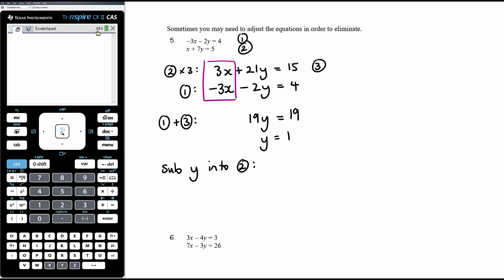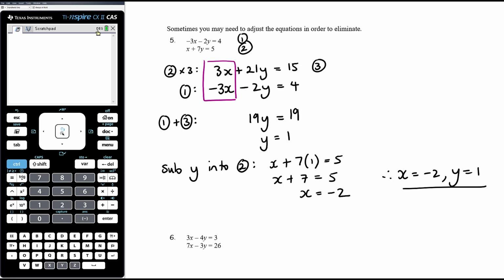It's got fewer negatives, smaller numbers. 7's a bigger number, but there's no coefficient of x, so it's pretty nice. So it's x plus 7 times y, so 7 times 1, equals 5. So that's x plus 7 equals 5. Subtracting 7 from both sides, x equals negative 2. And so therefore my solution is x equals negative 2, y equals 1. Again, you should be able to sub those back into both equations and find that they make both equations true.